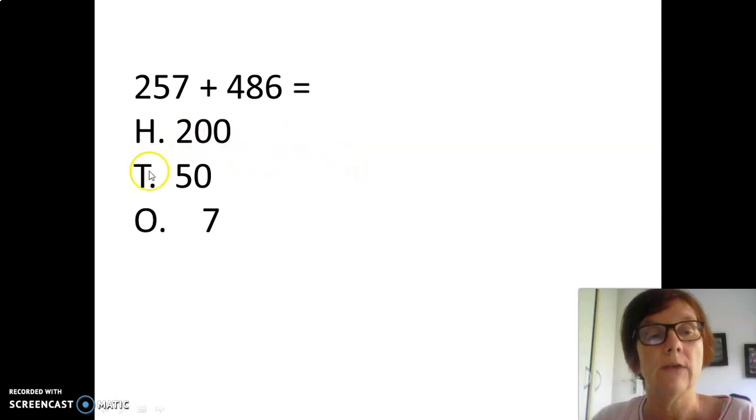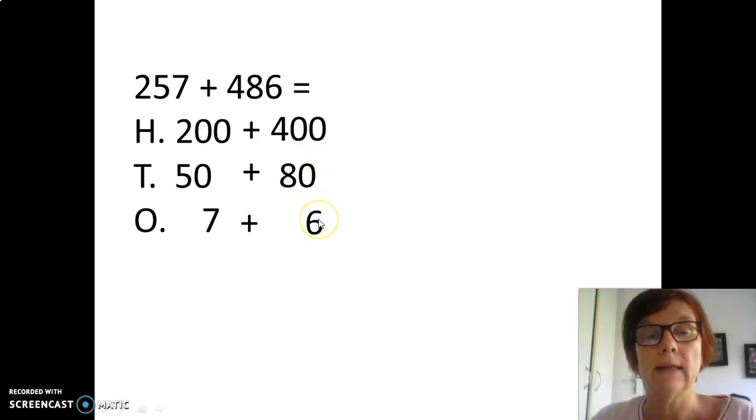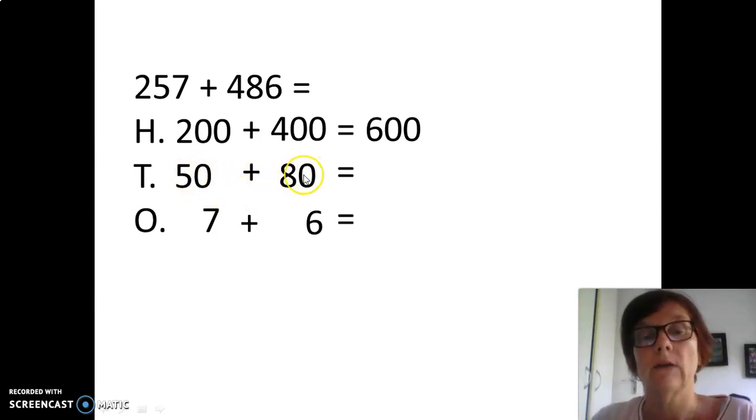257. That's H, T, O: hundreds, tens, and ones. Plus 486 equals 200 plus 400, or 400 plus 200, gives us 600. Right. 50 plus 80, or 80 plus 50. So count on. 80, 90, 100, 110, 120, 130. Or, as you can say, 8 plus 5 is 13, and you put on the 0. 7 plus 6, you should know that, 13.